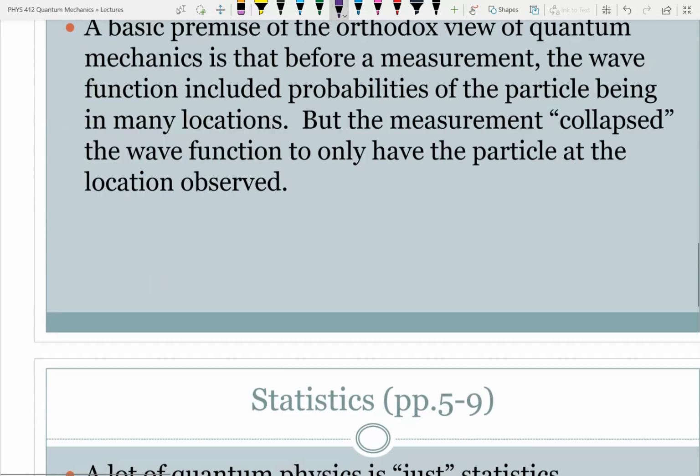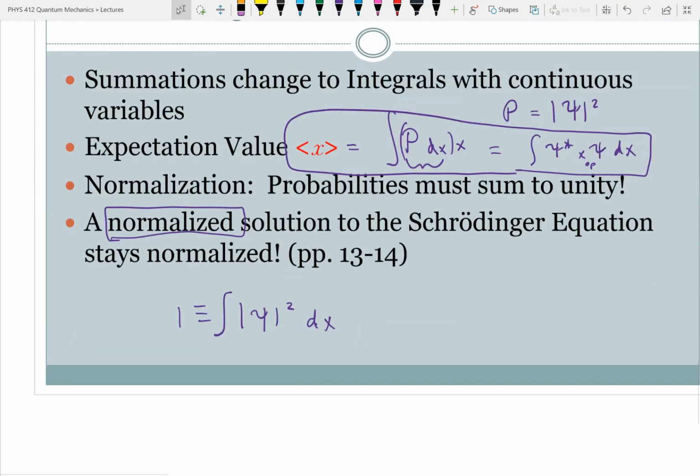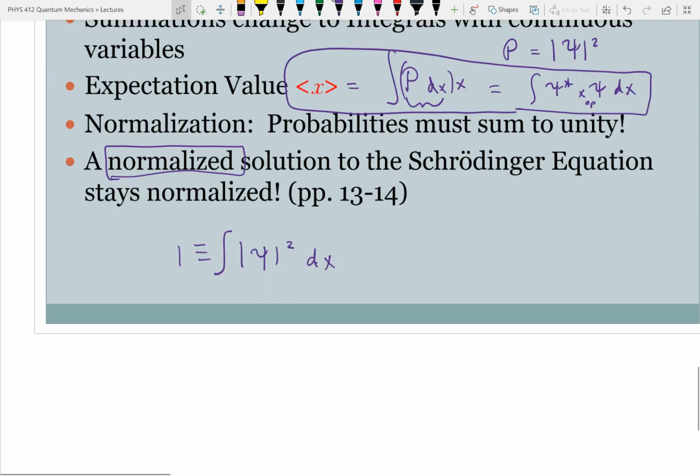So I'm going to take any wave function I find, and the first thing I'm going to do is find what constant I need to multiply it by to make it normalized, to make the sum of probabilities come up to 1. That is to say, if I look at the probability of finding my particle in every possible location, I add up those probabilities, it's going to have to be 1. And so we calculate that by doing the integral. And so we call that process normalization.